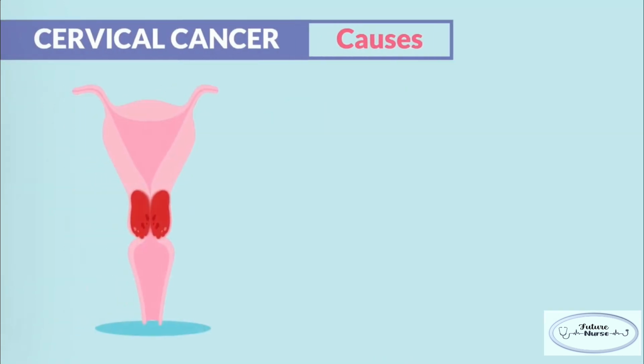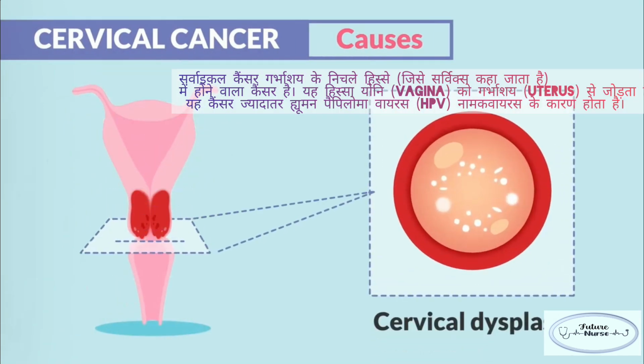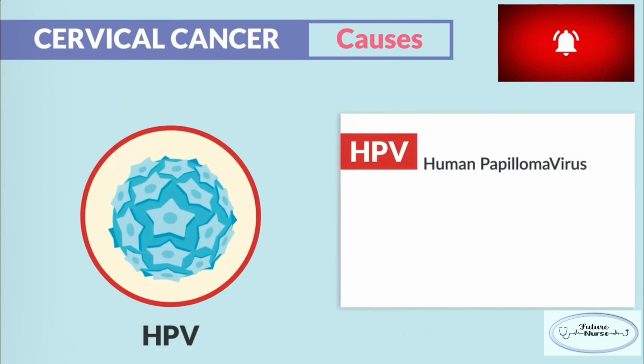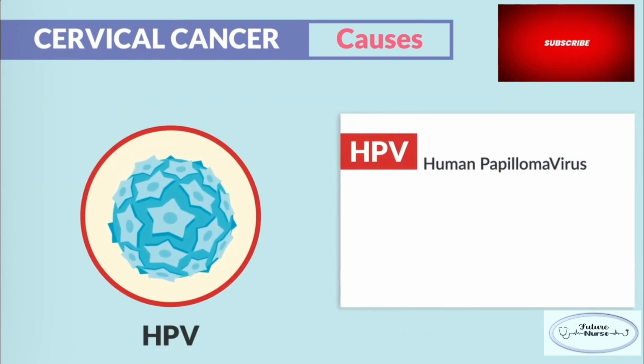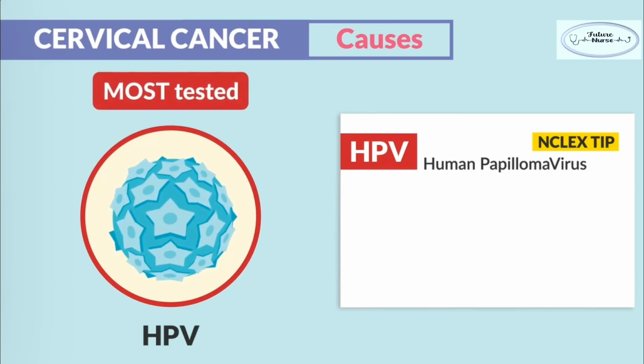Now for cervical cancer, the main key point is the causes. It results from cervical dysplasia, basically the abnormal cell growth within the cervix. The most highly tested cause was from HPV, human papillomavirus, big NCLEX tip, so write that down. This is the most tested cause of cervical cancer.